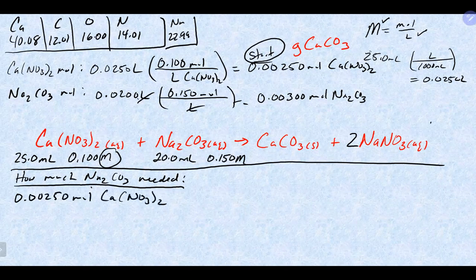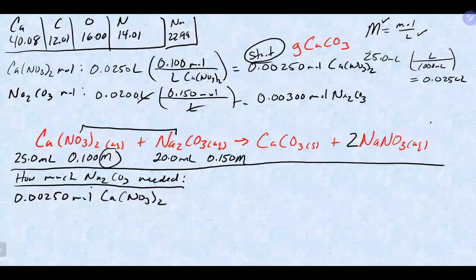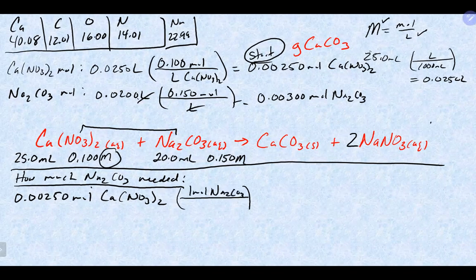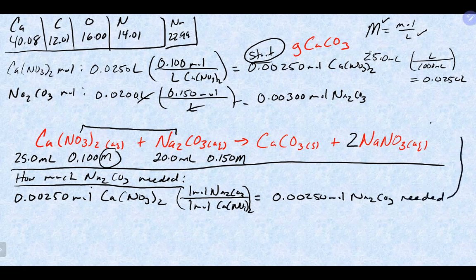I'm going to do the mole to mole relationship between these two, and it is a 1-to-1, which makes it nice and easy. So 1 mole of sodium carbonate is needed to use up our calcium nitrate. That means that 0.0025 moles of sodium carbonate is needed. Once again, we then want to compare it to the starting amount. Do we have enough sodium carbonate?